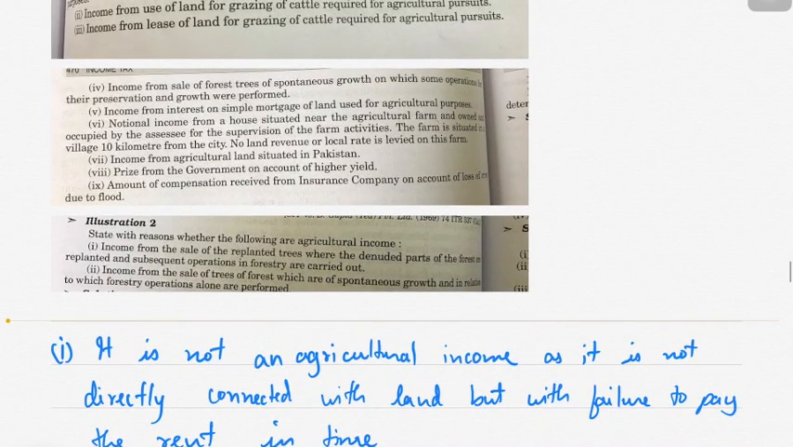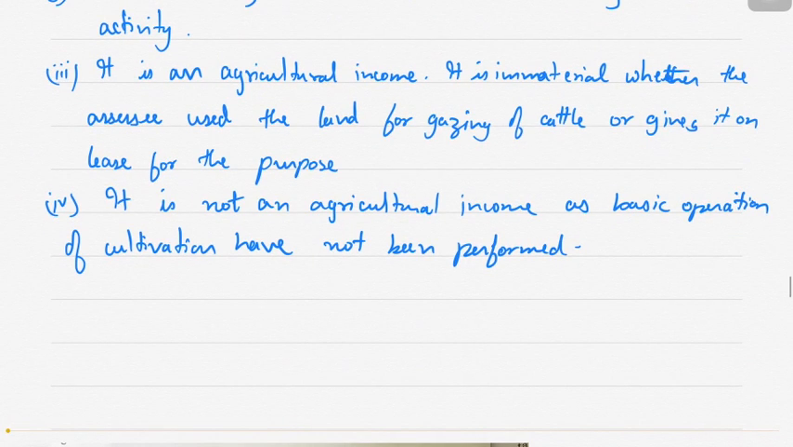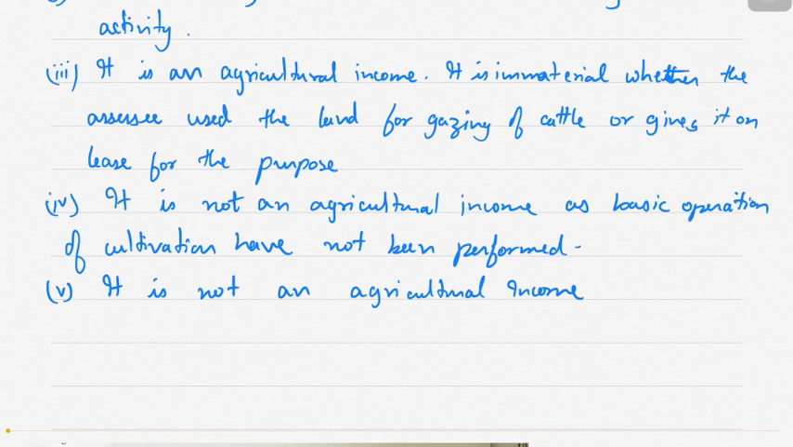Next, income from interest on simple mortgage of land used for agricultural purpose. It is not an agricultural income, as it is not derived from the land but from the mortgage.